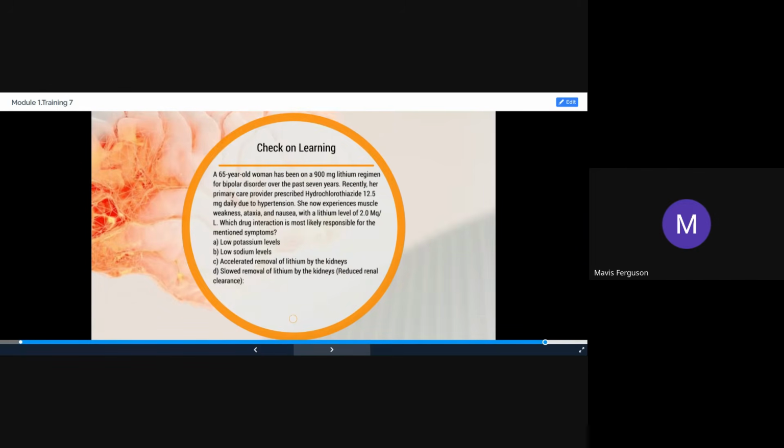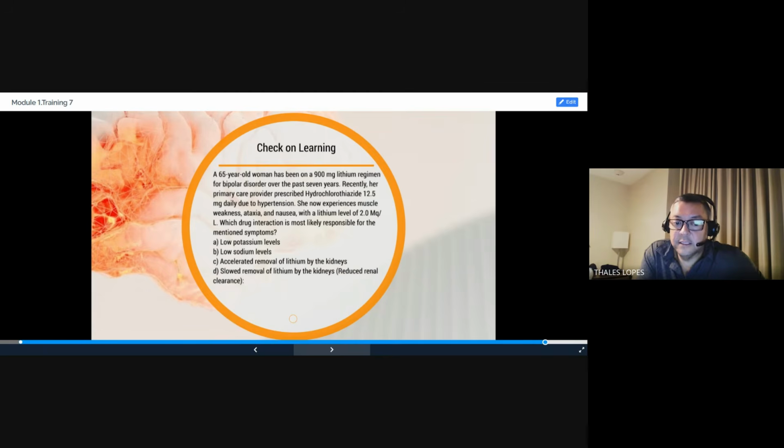Decrease in lithium clearance, slow removal. Exactly. So your answer choice would be D. So here is a clear example of you're likely to have the knowledge, but applying could be a problem, right? So always ask yourself, what is the core of the question? What happened? What caused this person to be unstable? It was the adding of the medication, hydrochlorothiazide.